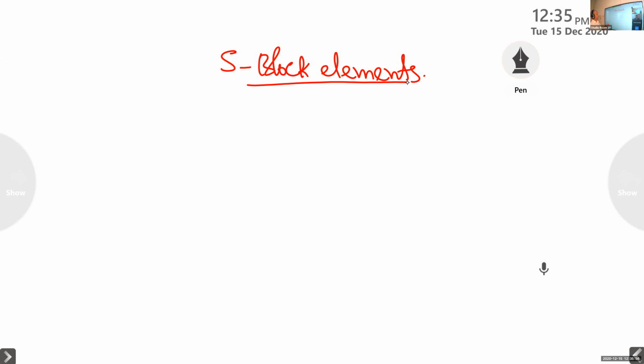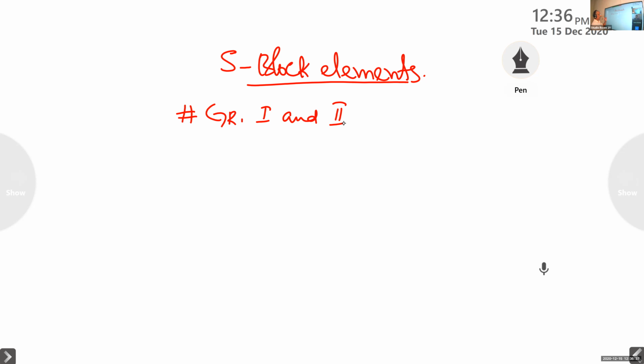Now let us see the s block elements. What are the specialities of the s block elements? You know, s block elements are the elements of group 1 and group 2. These are the s block elements. And these 2 groups are on the left side of the modern periodic table.